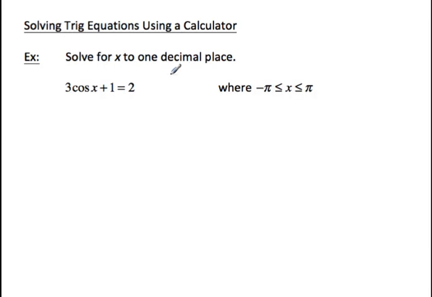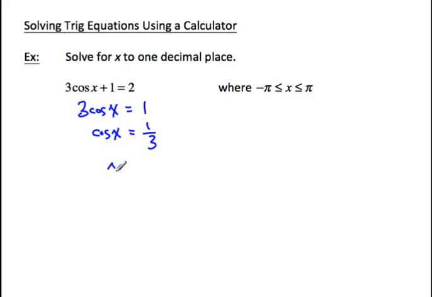We're asked to solve for x to one decimal place. 3 cos x plus 1 is equal to 2, and there's the domain given. So we'll start by subtracting 1 from both sides. 3 cos x is equal to 1. Dividing both sides by 3, we get cos x is equal to 1/3.